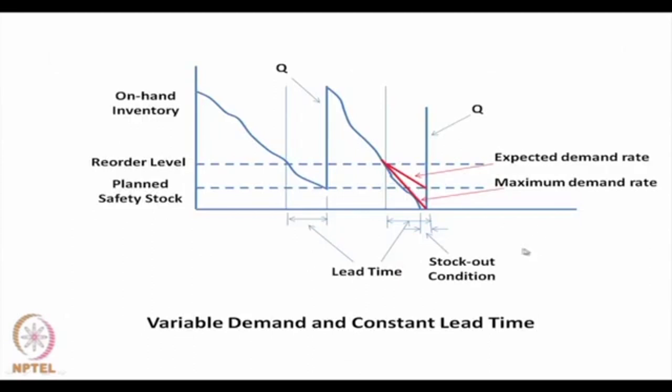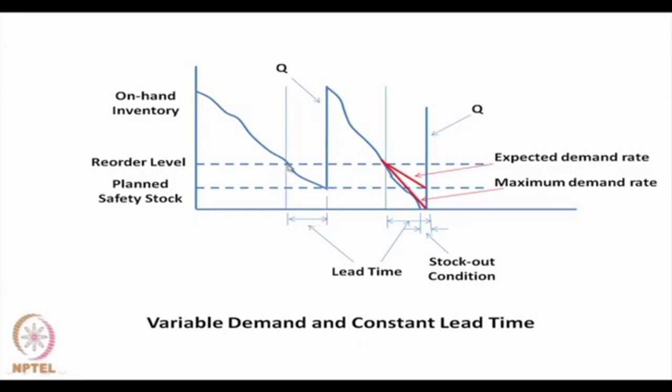It is like this. This is the time when we are placing an order for replenishment. On-hand inventory is falling, and when it reaches a reorder level, we place an order for an amount Q, and it arrives after a constant time. Now, you see that the way it is reducing is not a straight line, meaning that the demand rate is not constant, it is varying, and one would like that the inventory should not come to zero during this lead time.